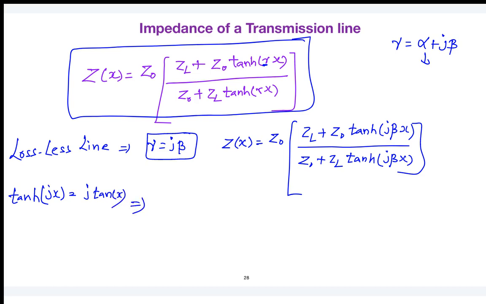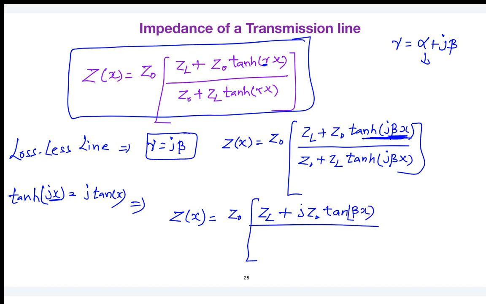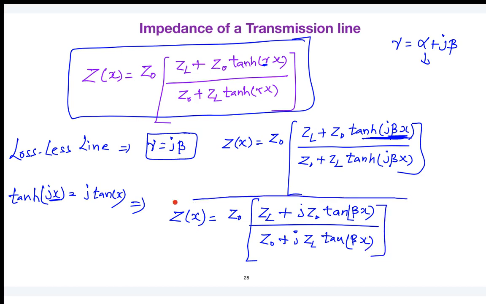So Z of x is equal to Z naught into ZL plus j Z naught tan beta x, by Z naught plus j ZL tan beta x. Instead of x, there is a beta x. So this is the equation you have to remember.